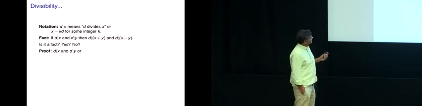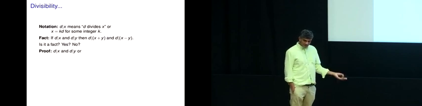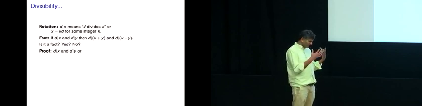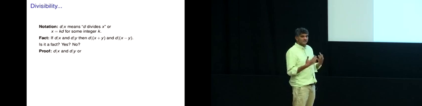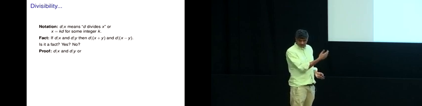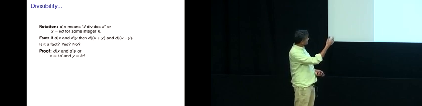We said if d divides x and d divides y, then d divides x plus y and d divides x minus y. Is it a fact? Yes, it is. Here's the proof. We translate it into equations to write the proof. As soon as you think, I have to prove this, there's some nervousness about how to set it up. Here, you set it up by writing the equations that correspond to divides.